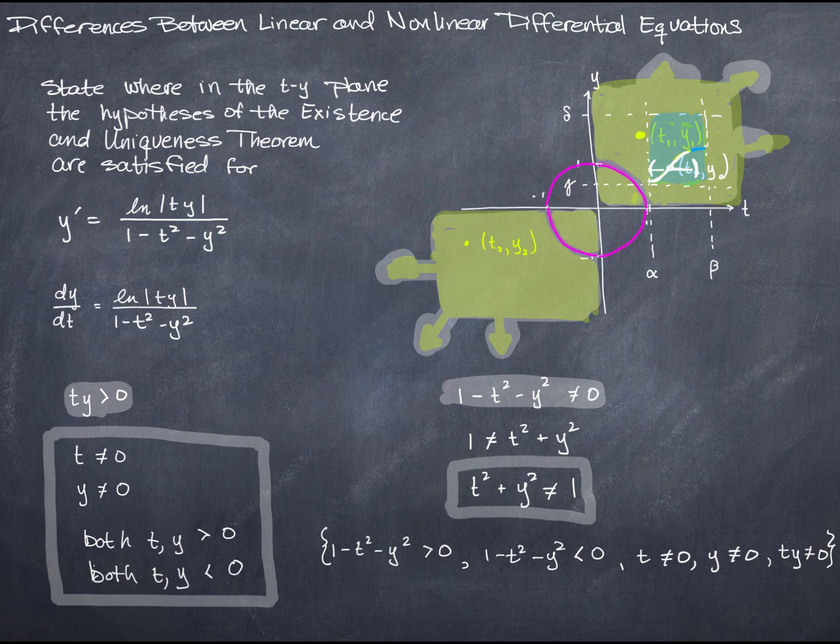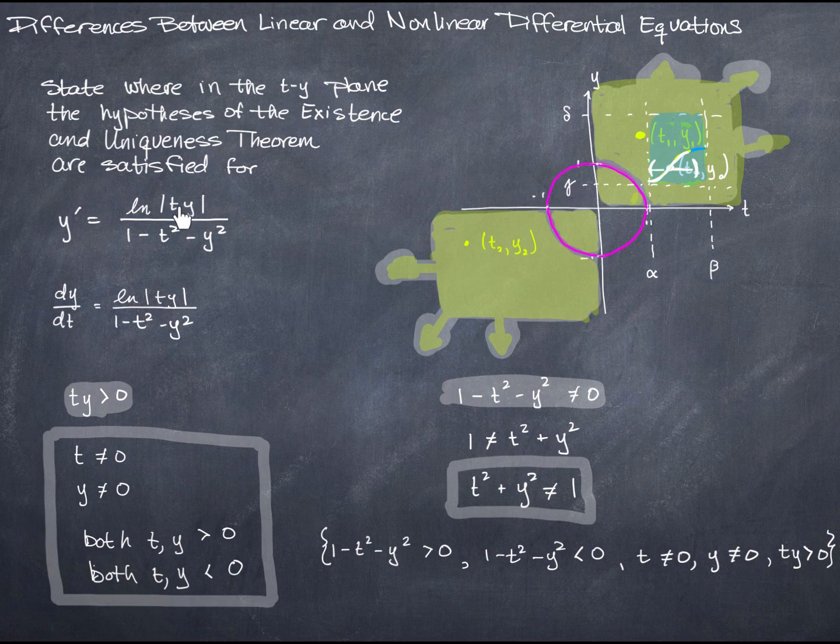This is a set, the set of all the places from which I can pull points in the ty plane. All the places outside the unit circle, all the places inside the unit circle, as long as t and y are not 0, and as long as the product of t and y, I just realized I meant to write a greater than there. The product of t and y has to be greater than 0.